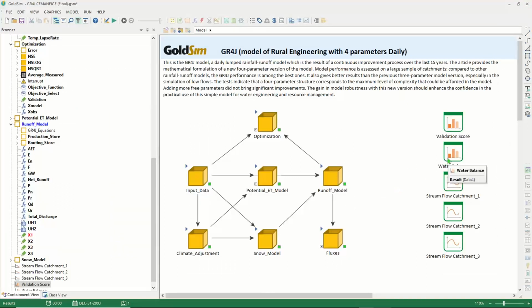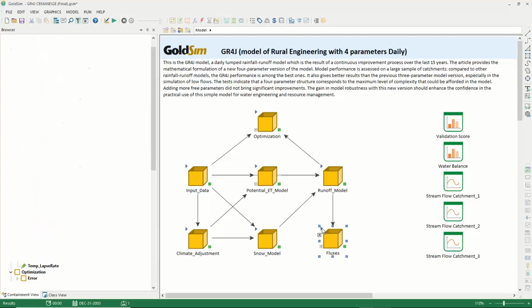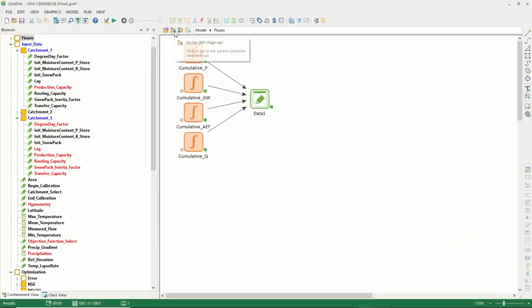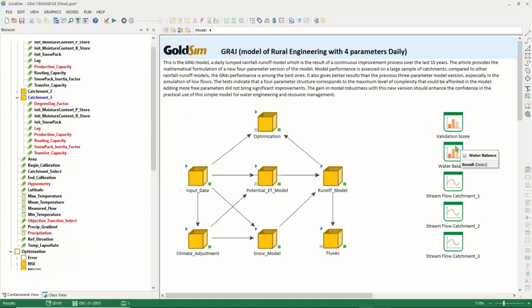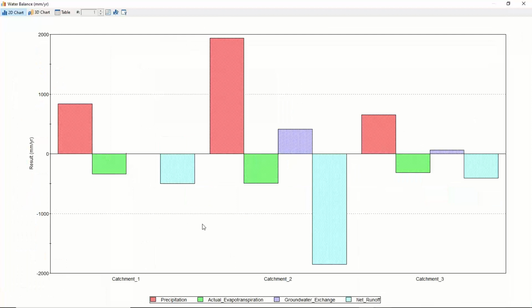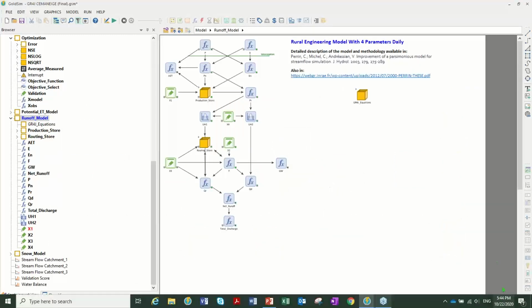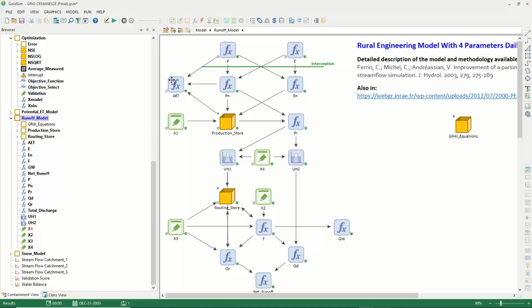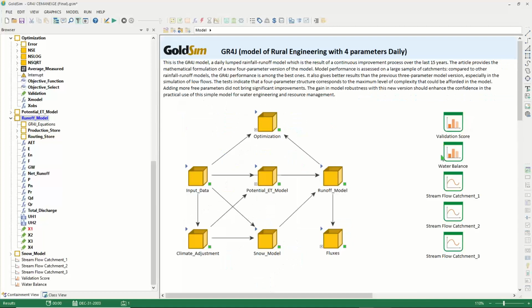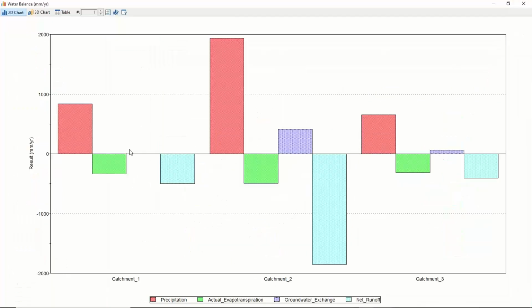And then you might be interested in your fluxes in the water balance. I've included that small container here, which calculates the yearly average of the different fluxes of your hydrological cycle, displayed here for catchments 1, 2, and 3: precipitation, actual evapotranspiration, which is defined here, and it's really a sum of the evapotranspiration from the interception and from the production store. Going back, one thing you note here is the groundwater exchange for catchment 1 is 0. That's because I forced it to 0.